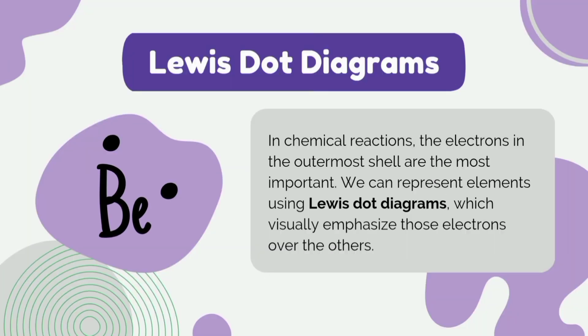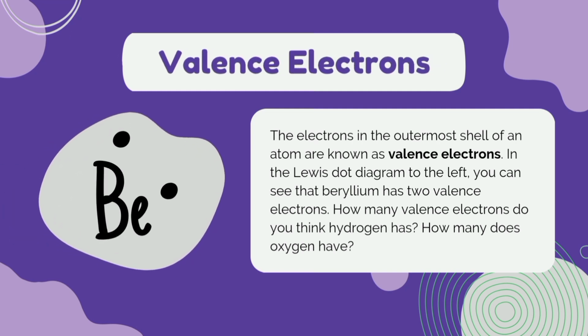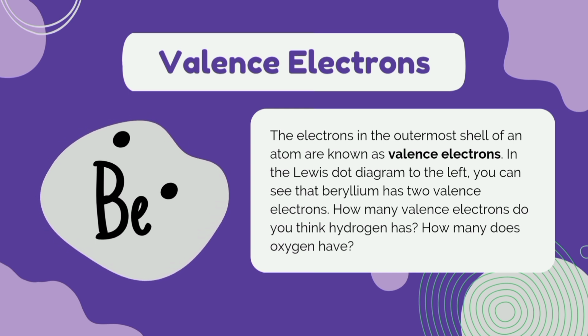Lewis dot diagram. In chemical reactions, the electrons in the outermost shell are the most important. We can represent elements using Lewis dot diagrams, which visually emphasize those electrons over the others. The electrons in the outermost shell of an atom are known as valence electrons. In the Lewis dot diagram to the left, you can see that beryllium has 2 valence electrons.